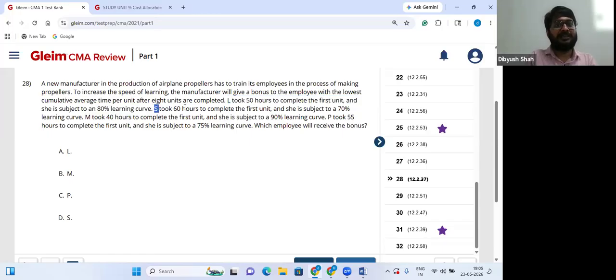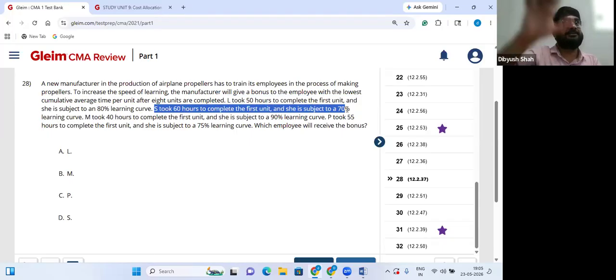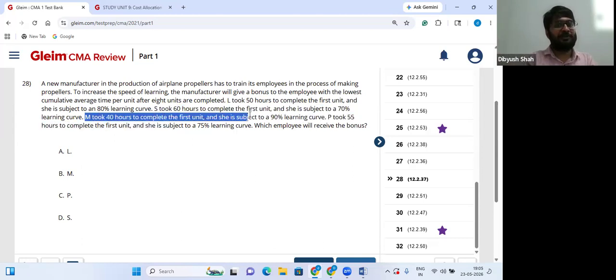S took 60 hours to complete the first unit, but she has a 70% learning curve. So S has a separate table: 1, 2, 4, 8. Again you will get the average time for S. M took 40 hours to complete the first unit, but she has a 90% learning curve. M has a separate table.